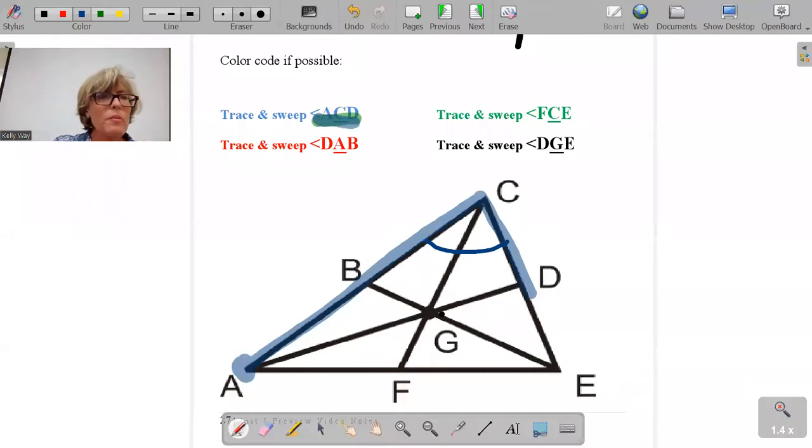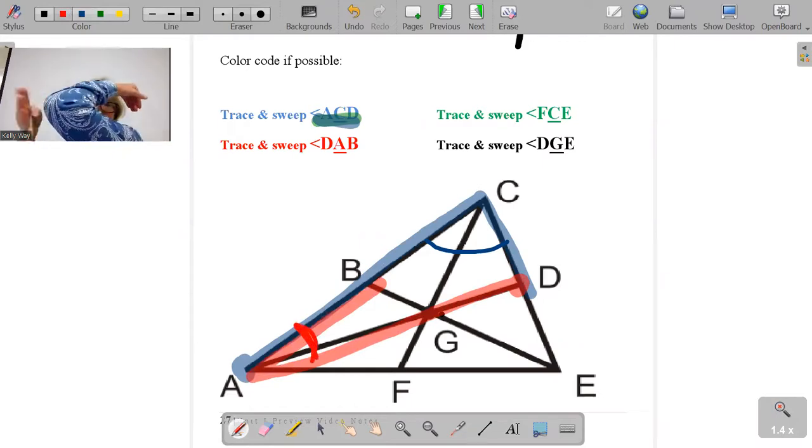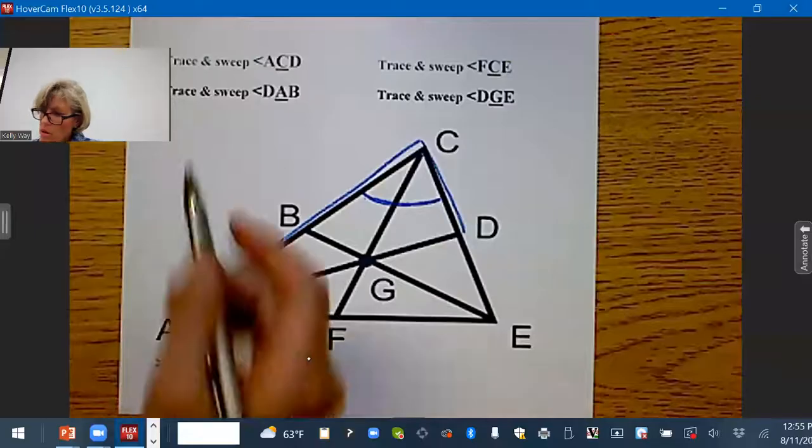Trace and sweep angle DAB. So you start at D, go to A, go to B, trace and sweep. That would be this angle. You always sweep at the elbow of the angle. In real time, same angle.